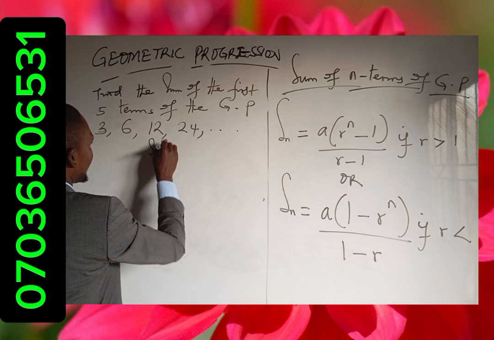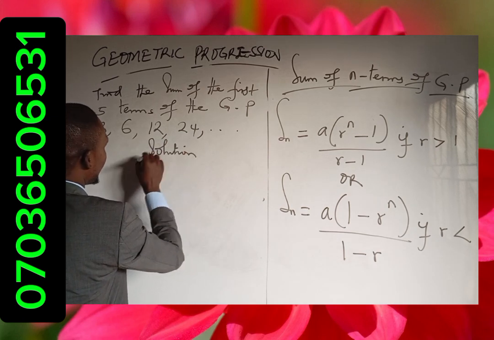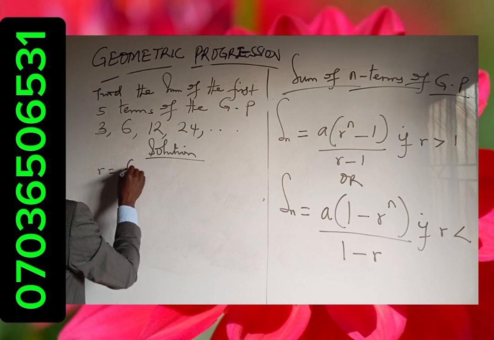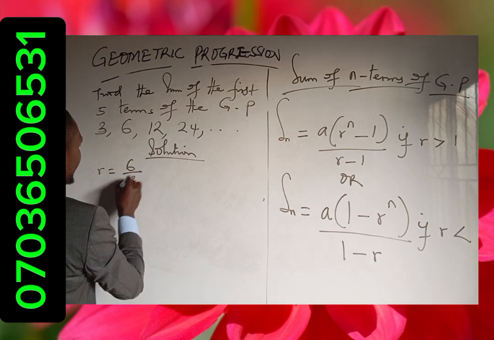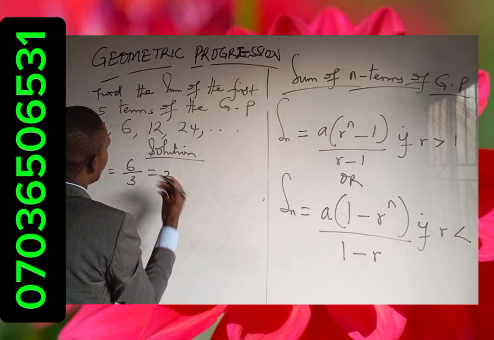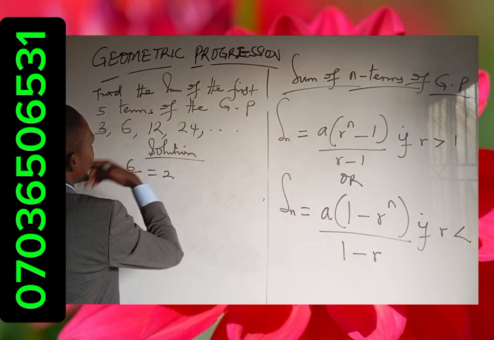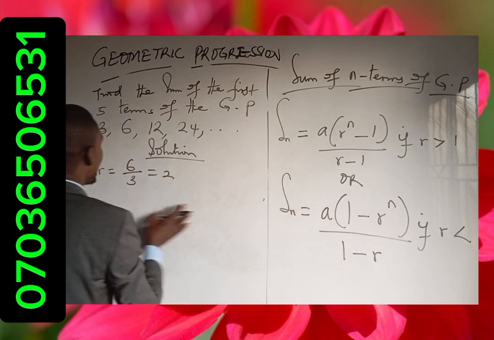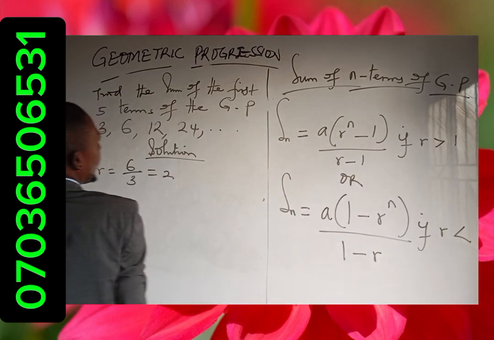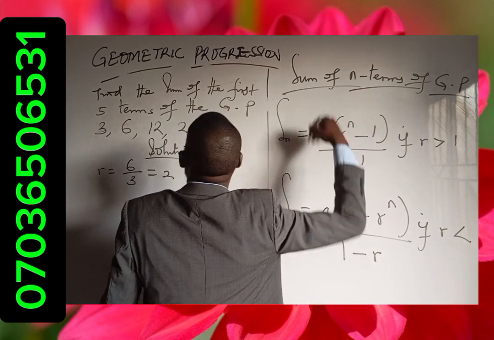Solution. Before you do this, you find the common ratio. The common ratio is 6 divided by 3, which is 2. You can also use 12 divided by 6, which is also 2, and 24 divided by 12, which is also 2. Since R is 2 and R is greater than 1, we use formula 1.